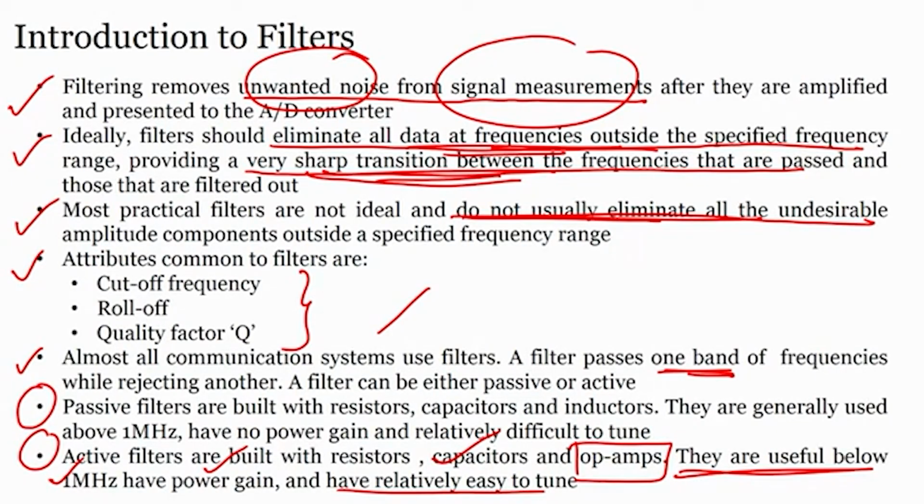Seventh, passive filters and active filters. Passive filters are made of resistors, capacitors, inductors, cannot be used below 1 megahertz, have no power gain and are relatively difficult to tune. Active filters are built with resistors, capacitors and op amps and they are useful below 1 megahertz, have power gain and are relatively easy to tune, alright.